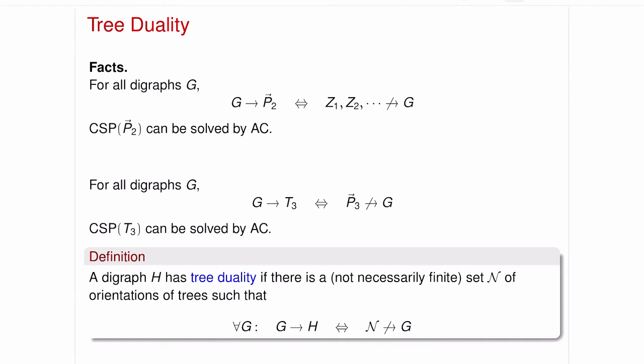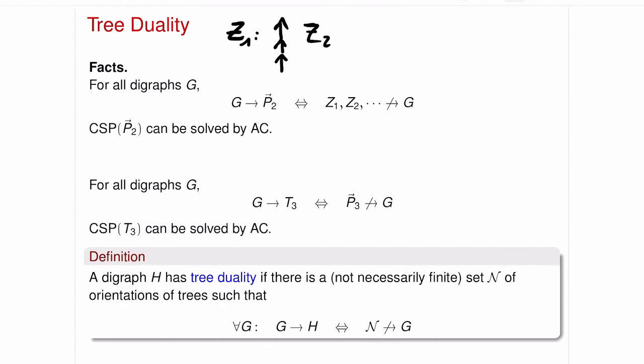I have to define Zi for you. Z stands for zigzag. Z1 is simply P3. It's clear if P3 homomorphically maps to G, G cannot homomorphically map to P2. Longer paths don't map to shorter paths.